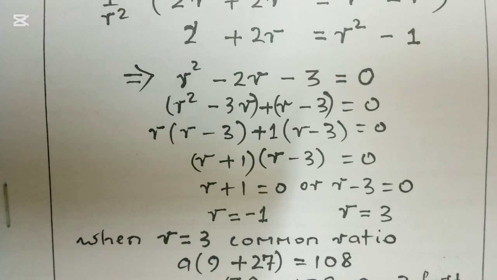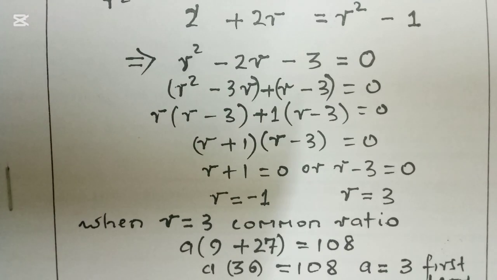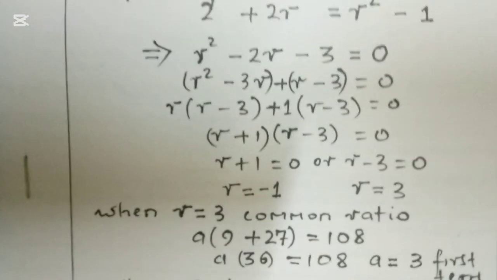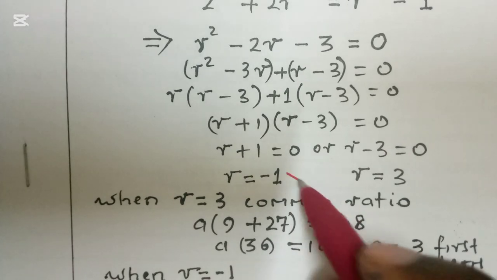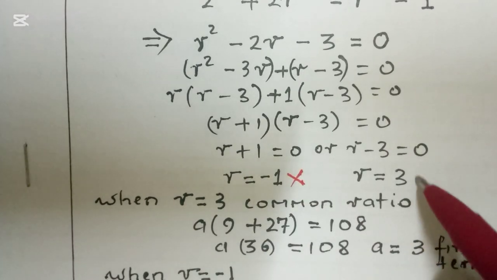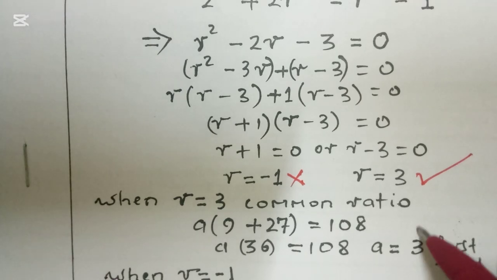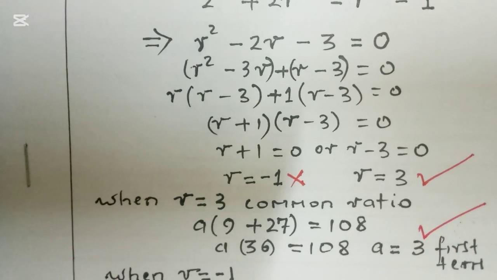So guys, we now have our common ratio as only 3. So we can now remove this one. This one is not there, and so our common ratio is that. And our first term is supposed to be 3.